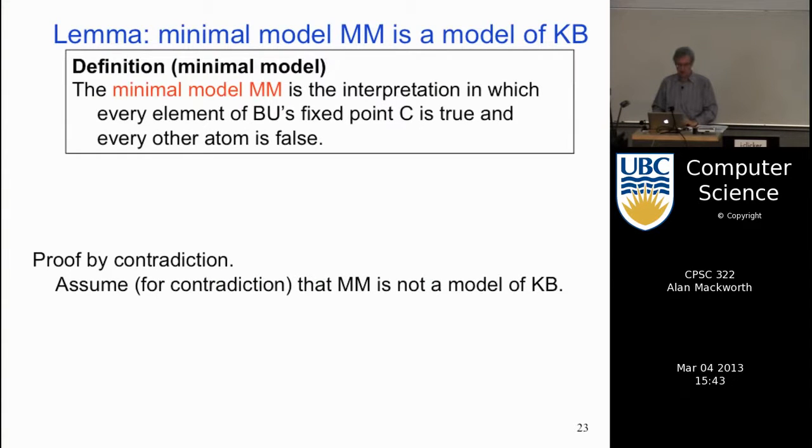So we have this little lemma we have to prove, that the minimal model is indeed a model. Okay. So by definition, the minimal model is the interpretation in which every element of BU's fixed point C is true and every other element is false. Okay. So I mean, this is pretty abstract stuff, but it's important. And I realize that it's not easy to grasp the first time through if you're not used to dealing with these things. So don't worry if it doesn't make sense yet.